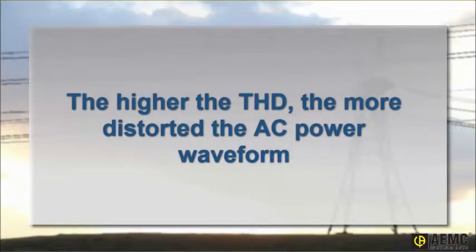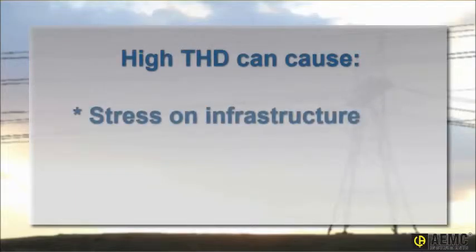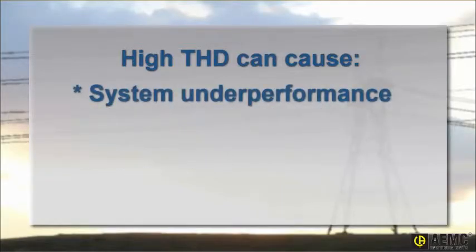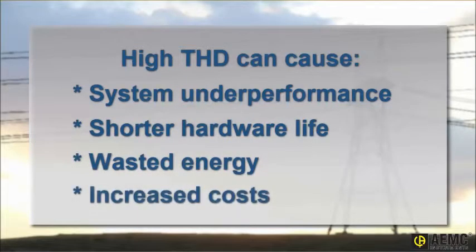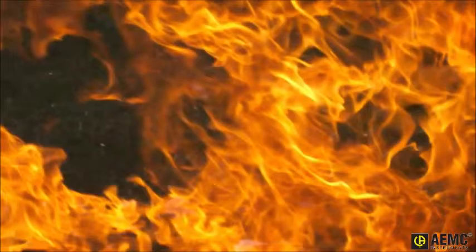This can be a problem for electrical equipment designed to operate optimally when provided with clean, undistorted AC power. A high percentage of THD can stress electrical infrastructure and equipment, resulting in a significant amount of electricity dissipated as excess heat. Left unaddressed, harmonic distortion can produce numerous issues, such as system underperformance, shortened hardware life, wasted electricity, and increased electrical costs. In extreme cases, THD can increase the risk of personal injury to operators and damage to facilities.